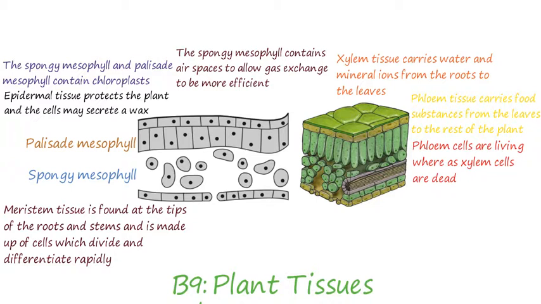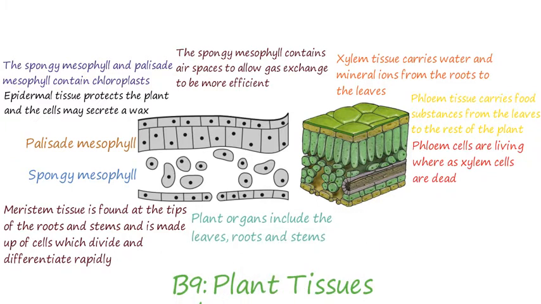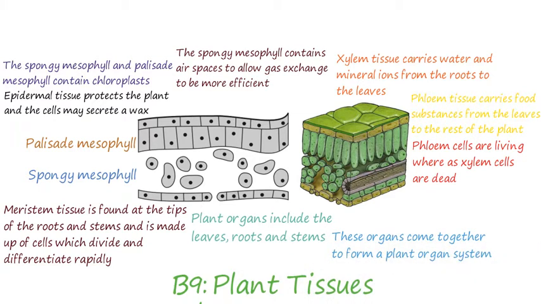Meristem tissue is found at the tips of the roots and stems. The tissue is made up of cells which divide and differentiate rapidly. These tissues can be arranged to form plant organs.